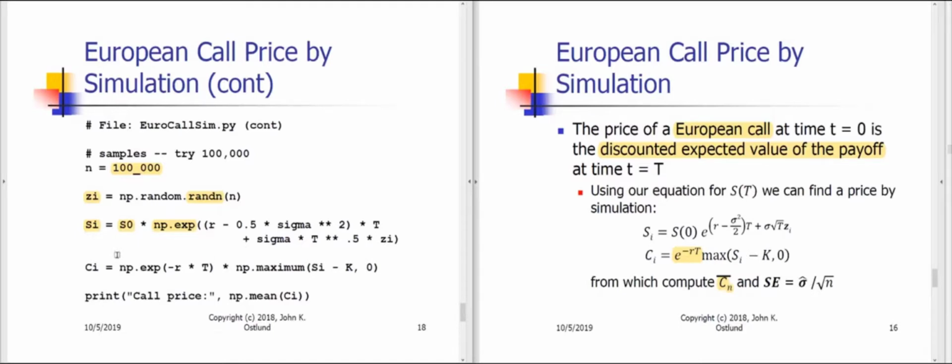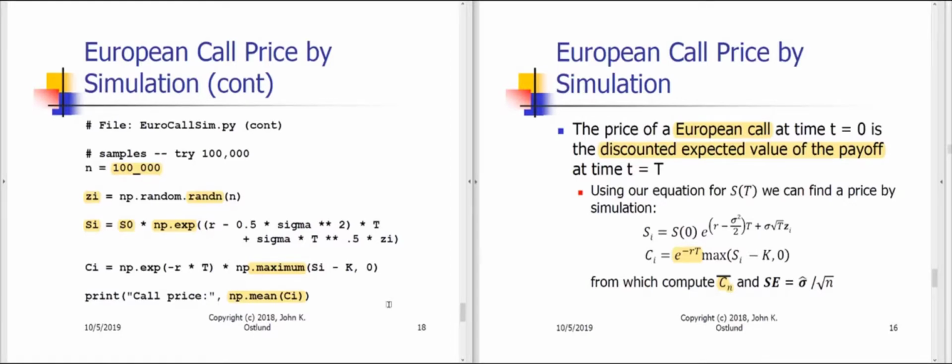Once we have the S sub i computed, we want to get the discounted payoffs of all of those S sub i. And here we have to be careful to use the vectorized maximum function that will return a vector of i values rather than the max function, which would just return a single maximum value. All right, so the NumPy maximum function is going to compute for each i the maximum of S sub i minus K and 0. We'll discount those back, and that will give us our vector of c sub i, our vector of simulated call prices. Finally, the mean of that vector of call prices gives us the call price computed by simulation.